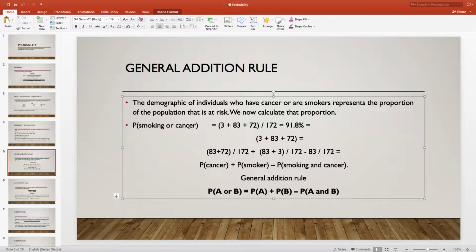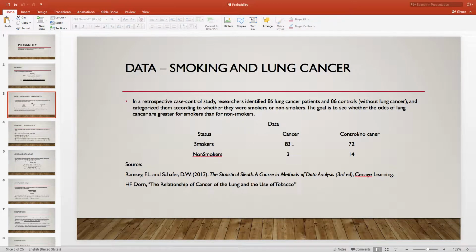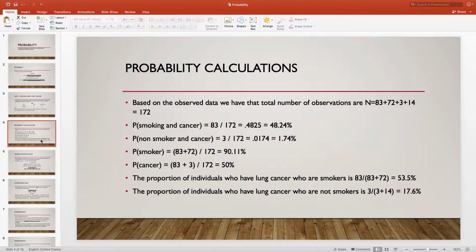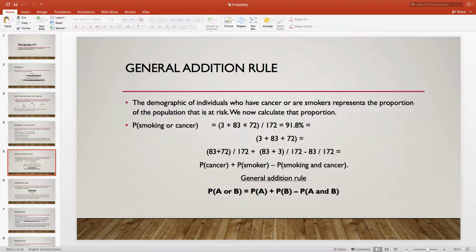So smoking or cancer, that probability, you go back to the table, 83 smokers, or you could be a smoker and not have cancer, so plus 72, or you could have cancer and not smoke, there's only 3 of them. So we'll do 3 plus 83 plus 72. That was the data that I showed, divided by 172. That's 92% basically.